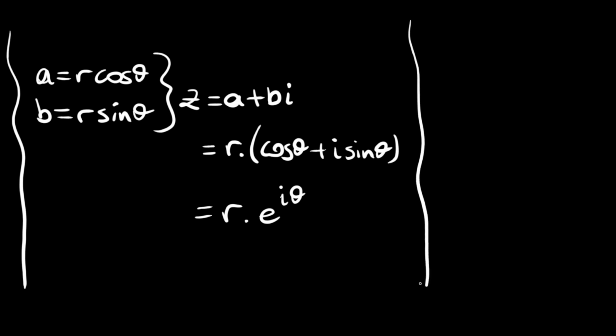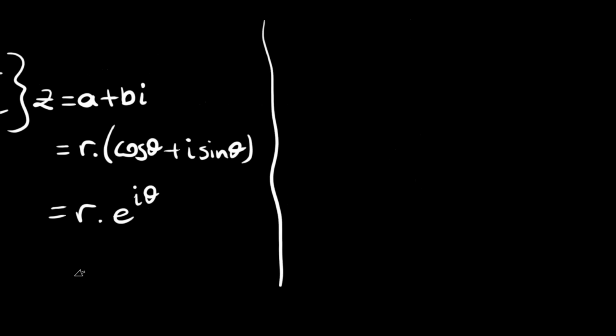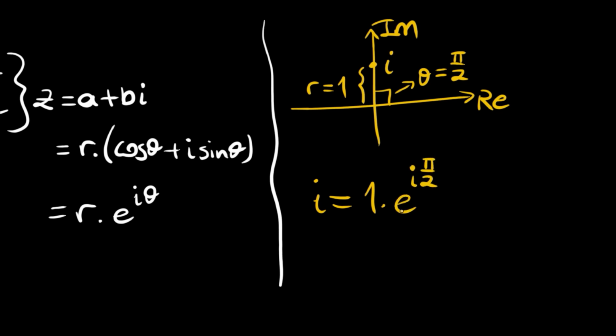Now my friends, with this knowledge, now we can say i is equal to, let me show you where i stands. i stands on the imaginary axis with an angle of 90 degrees. Theta is pi over 2 and the length here is 1. So i is equal to 1 times e to the power of i theta, which is pi over 2. So i is equal to e to the power of i times pi over 2.